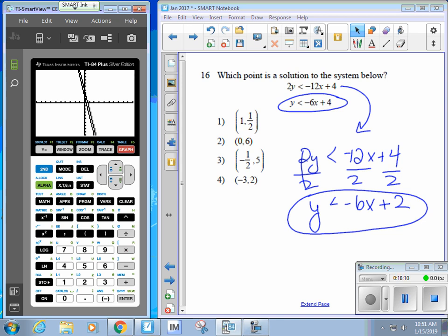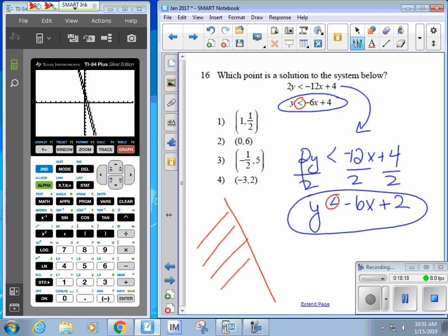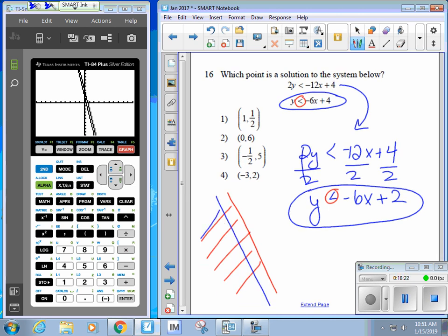You also will hopefully notice that both of the symbols are less than symbols, so it means I'm shading below. So I have one graph where I'm shading below, and then the other graph that's really close to it, and then shading below that. So your solution zone is anything that's below the second graph. If it's below the second graph, it will definitely be below the first graph because they're parallel. So I really only have to find a point that works for the second equation, the one that has the plus 2.